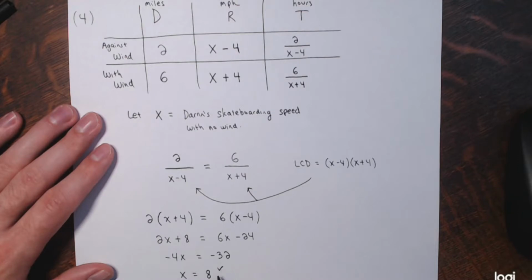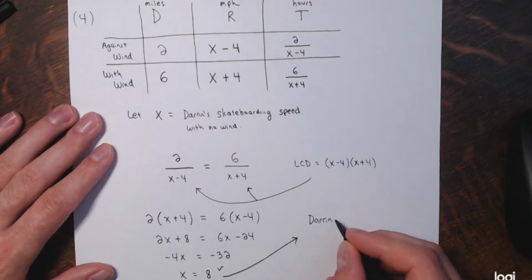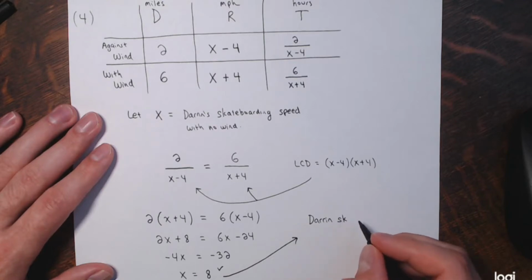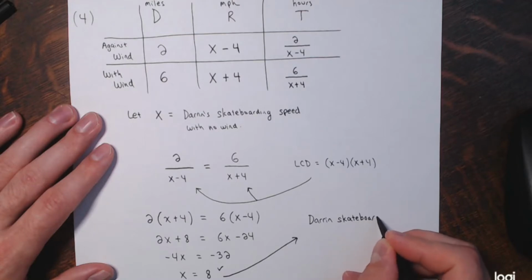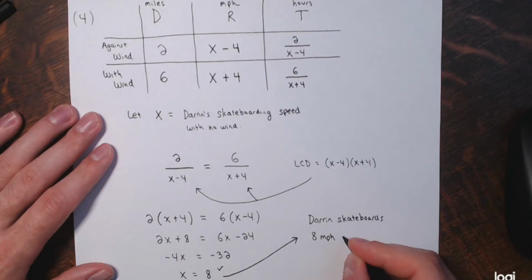And don't forget to check that back in our chart, or back in the equation. So Darren skateboards 8 miles per hour with no wind.